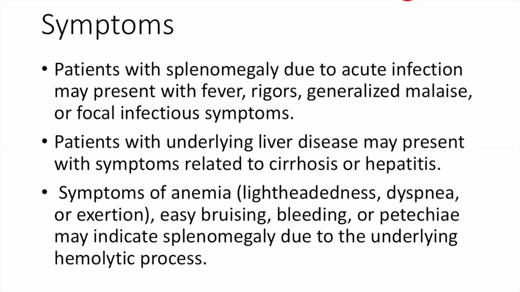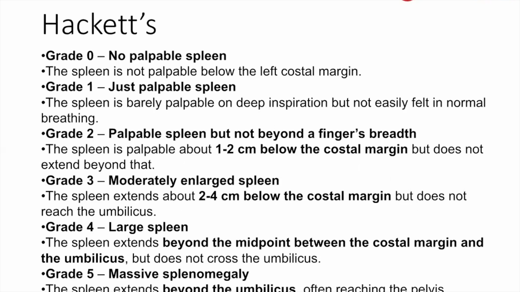Then, in view of acute infections, when you're thinking about tuberculosis and underlying cirrhosis, hepatitis, any anemia which can cause the patient to present with dyspnea, lightheadedness, easy bruisability, bleeding, petechiae. In all those cases, splenomegaly can be there. So this is the Hackett's grading of splenomegaly.